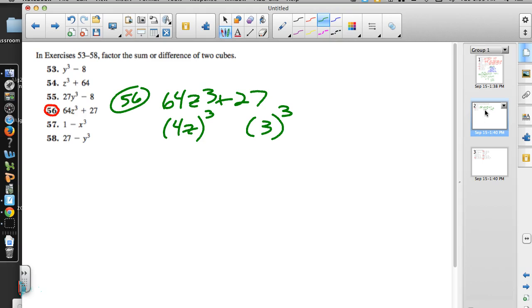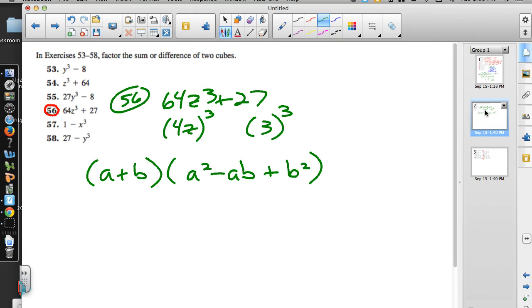And again, you don't have to use u's and v's if you don't want to, but what you do have to do is remember the formulas. And this one would be a plus b times a squared minus ab, to get rid of any middle term, plus b squared. So this is the formula for a cubed plus b cubed. Well, that means my a value up here is 4z, and my b value is 3, because that is what you would cube to get those perfect cubes.